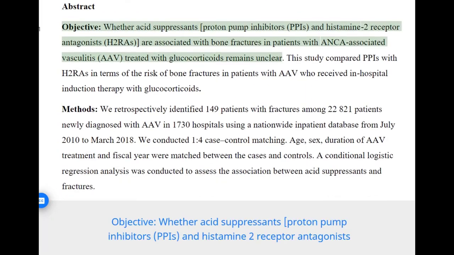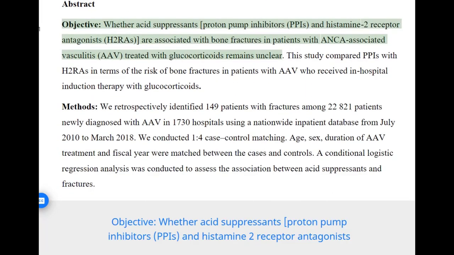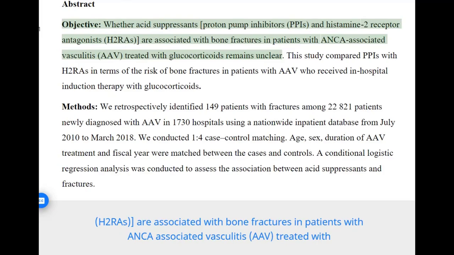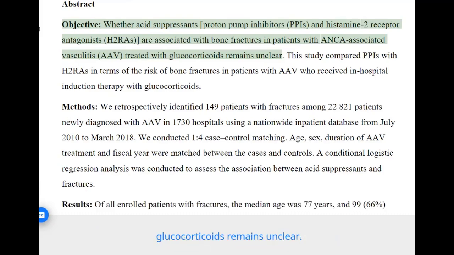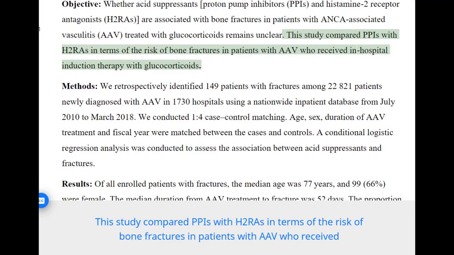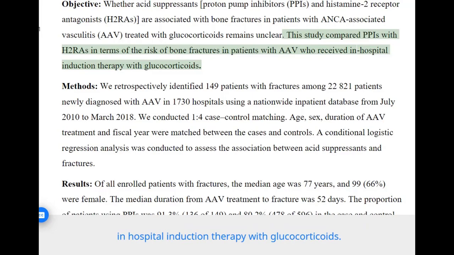Abstract. Objective: whether acid suppressants, proton pump inhibitors, PPIs, and histamine 2 receptor antagonists, H2RAs, are associated with bone fractures in patients with ANCA-associated vasculitis, AAV, treated with glucocorticoids remains unclear. This study compared PPIs with H2RAs in terms of the risk of bone fractures in patients with AAV who received in-hospital induction therapy with glucocorticoids.